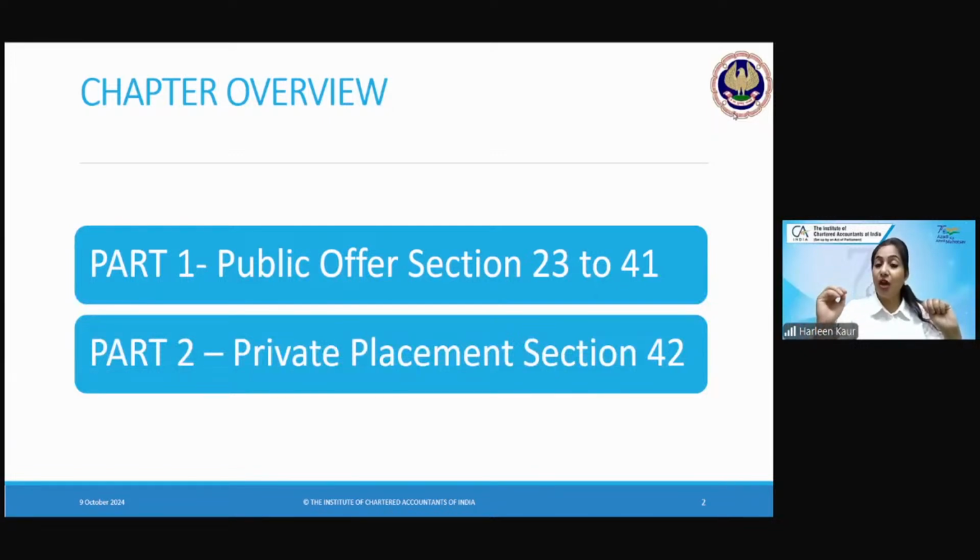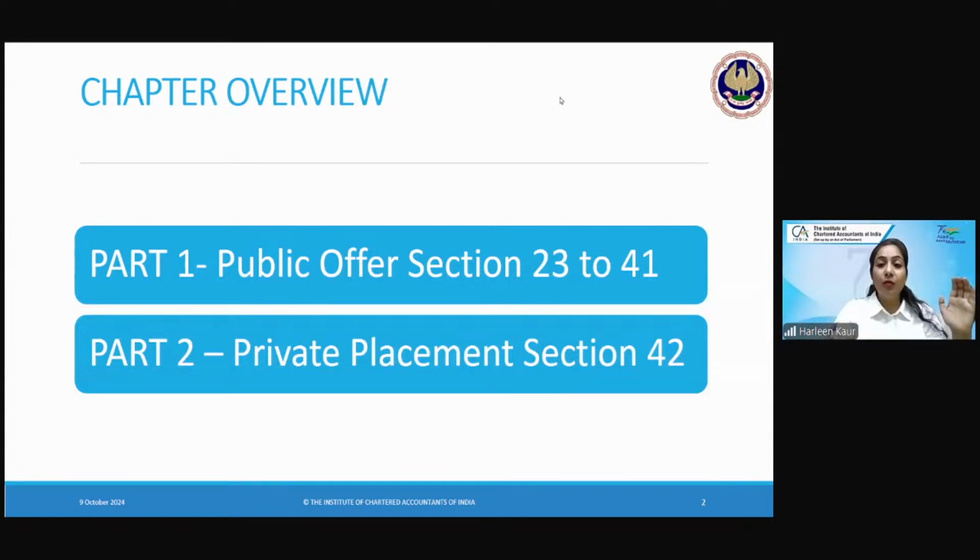And the second part of the chapter is private placement, which specifically tells you that a private company can only go for a private placement. Although a public company also has this option, a private company has fewer options, which I'm just going to explain to you in section 23 very soon.